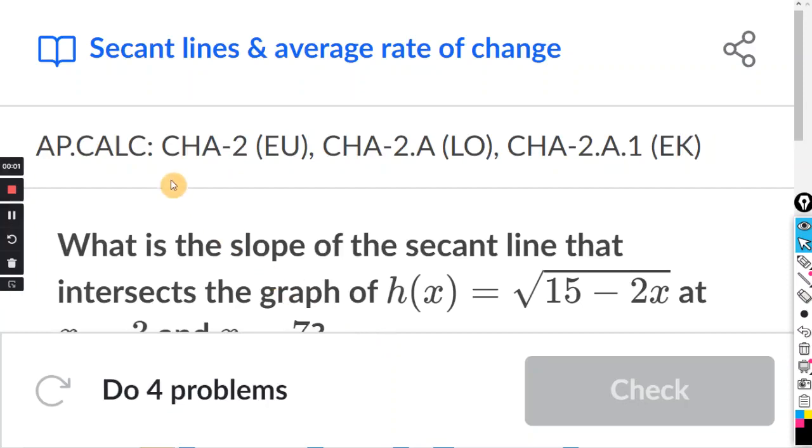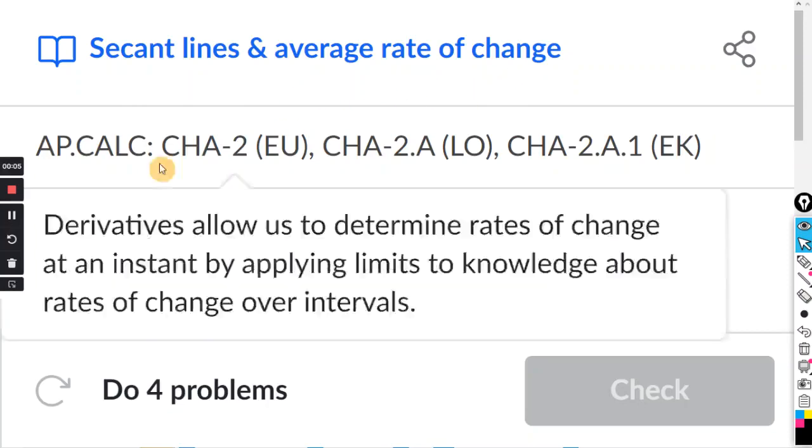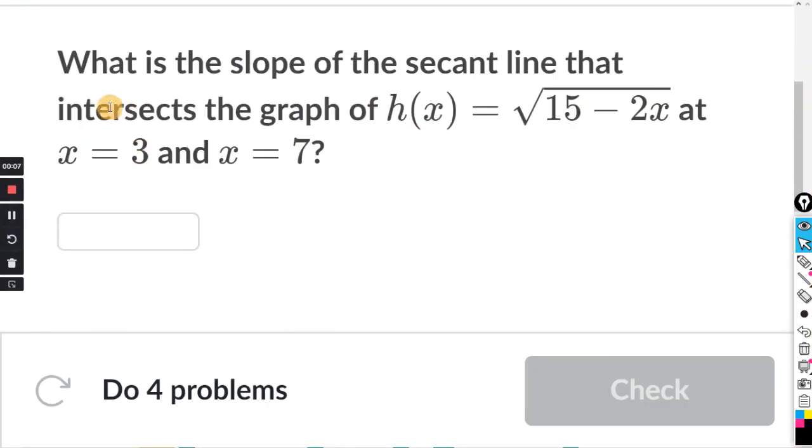This will be for the con exercise, secant lines and average rate of change. All right, so they want to know what is the slope of the secant line that intersects the graph of h of x equals radical 15 minus 2x at x equals 3 and 7. So I am going to show you this on the graph. You 100% do not need to graph these, all right, but I want to show you what we're doing first.